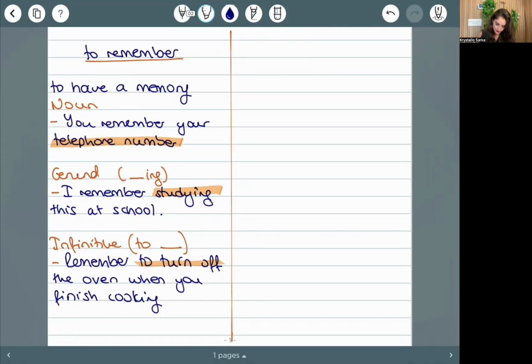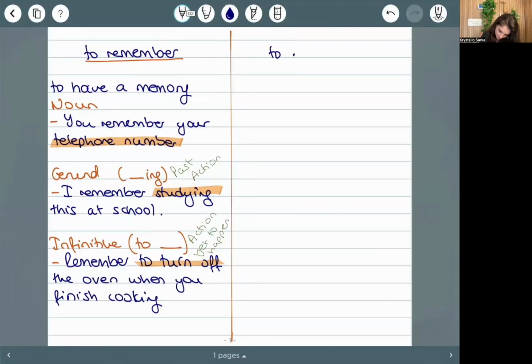Okay, so let's see. With the gerund, what we're usually remembering is a past action. Whereas with the infinitive, what we want is this person to remember to initiate an action that has yet to happen. Now, this is the big difference between remember doing and remember to do. But this video is more about just remember. This video is also about remind. So let's look at that now.